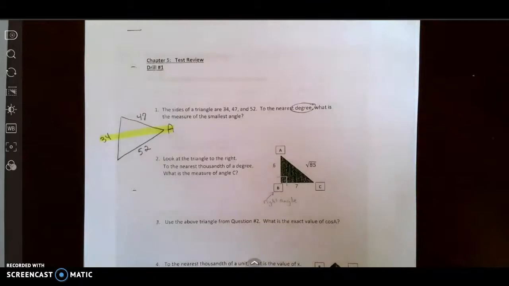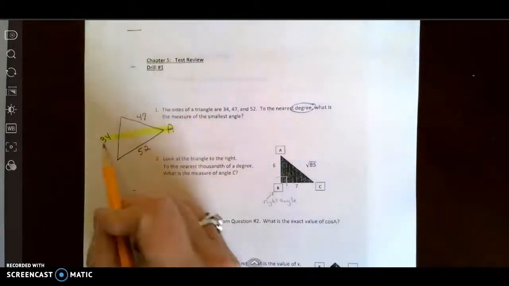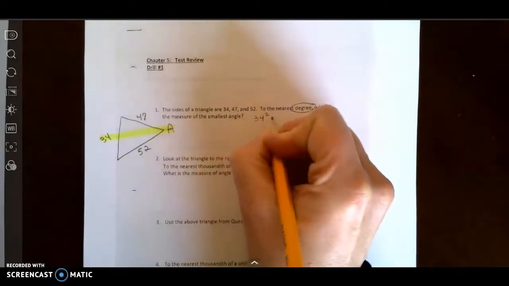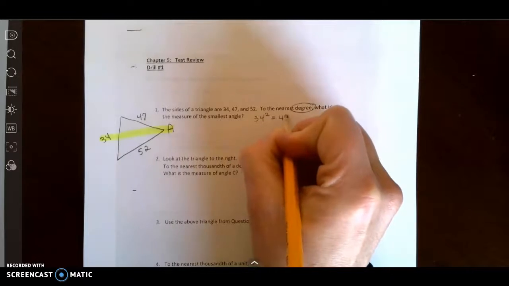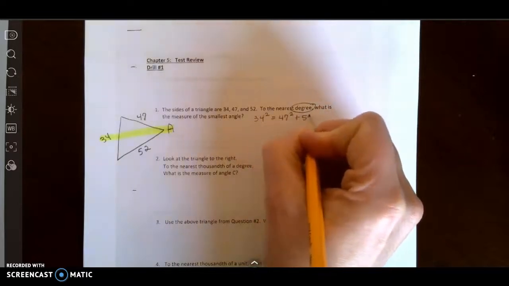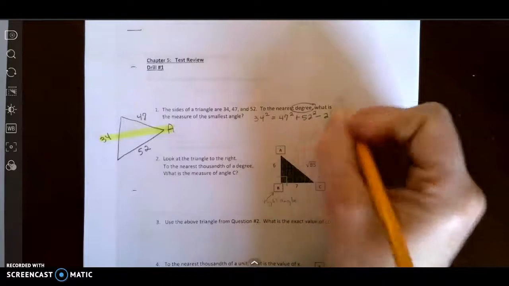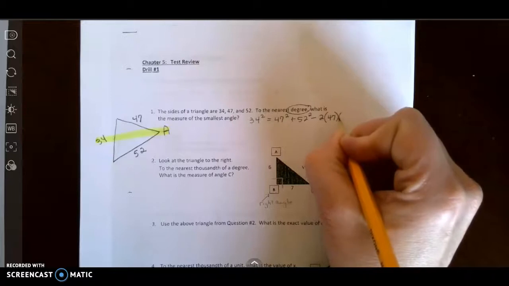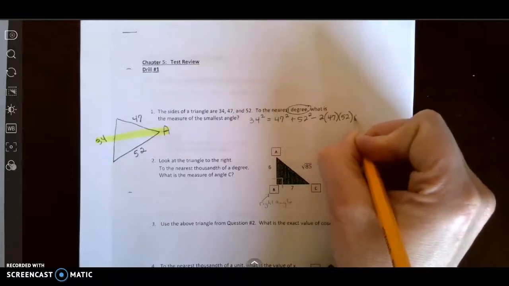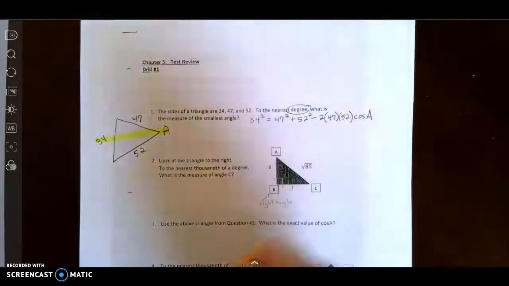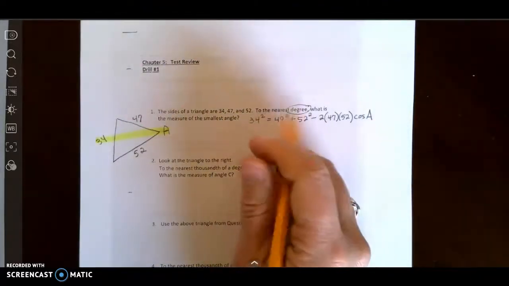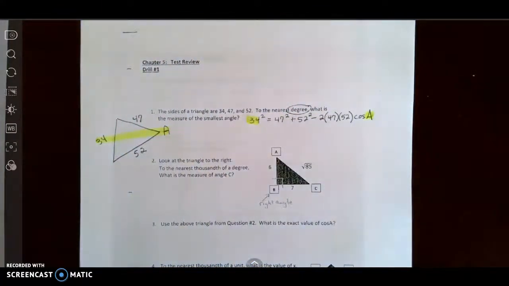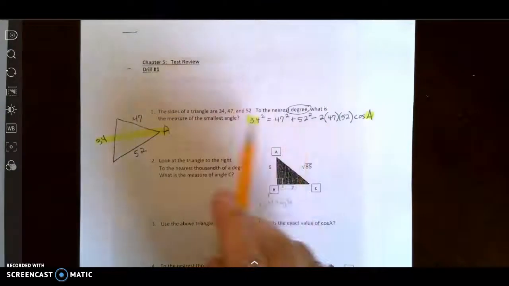I can't use law of sines. I don't know a single angle. So I'm going to use law of cosines. So I'm going to have 34 squared equals the other two sides squared minus 2 times the 47 and the 52 times the cosine of A. Notice I've got the 34 and the A here. That's why we always highlight that to make sure those are there and there.